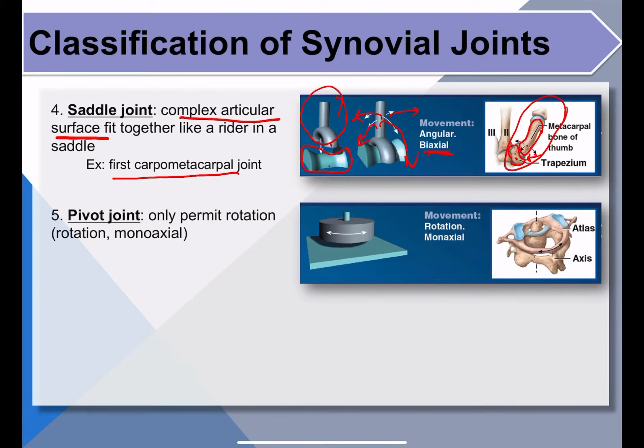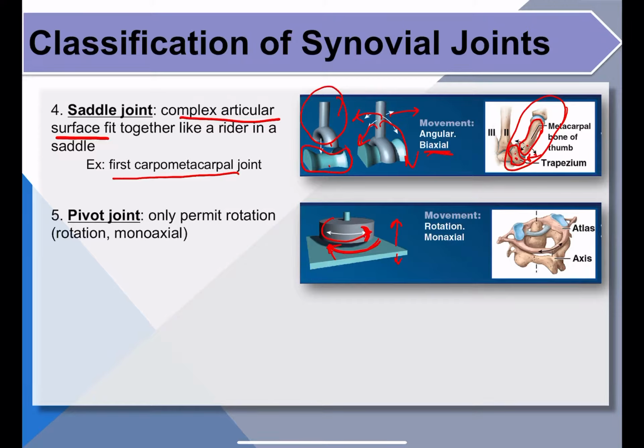The fifth subtype of synovial joints are those that only permit rotation. So it only allows you to rotate like a horse carousel in the carnival. Okay, you can turn this way or that way, but you can't pull it up or down. So it only permits rotation.